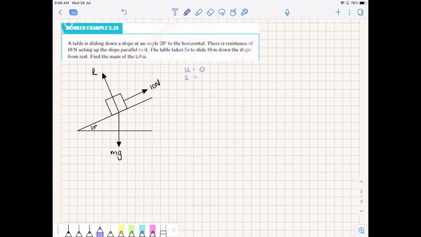So you can choose acceleration being down the slope or up the slope. Because the object's moving down the slope, we can just say that this direction here is the direction of acceleration. It's the direction of motion. Anything in that direction is positive, anything in the opposite direction is negative. That means that the table has moved a total of 10 meters. Its displacement is 10 meters. And we were told that this takes 5 seconds.